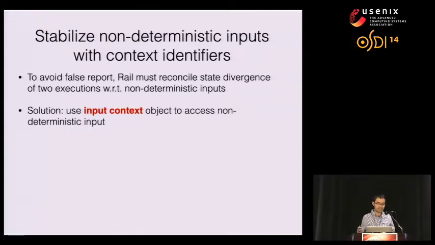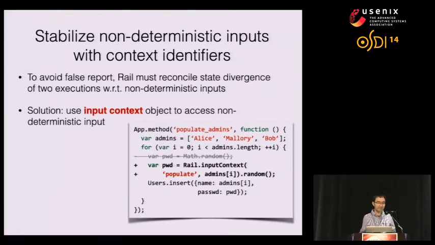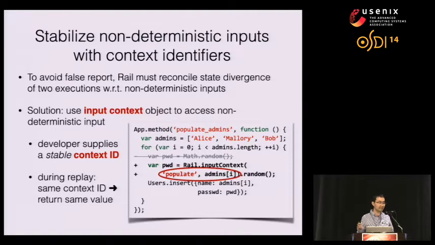Our solution is to ask the developer to use an input context object to access non-deterministic input. So in the previous example, instead of using Math.random, the developer creates an input context object and supplies a stable user ID with that object. And Rail ensures that during replay, the input context object with the same context ID always generates the same random number. Here, we choose to use the administrator's name as context ID because they are semantically stable and they are not supposed to change across recording and replay.